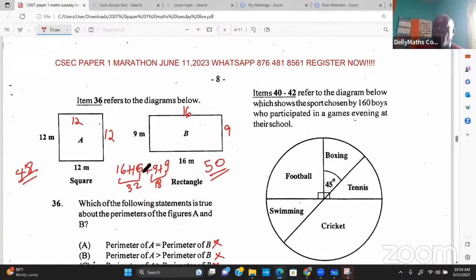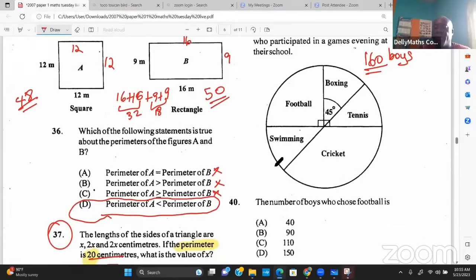So 40, 41, and 42 will be coming from this one diagram. The question reads, it says the item 40 to 42 refers to the diagram below, which shows the sports chosen by 160 boys who participated in a game evening at their school. Now, 160 boys is crucial. We want to make sure we have that down. Let's see what the first question is.